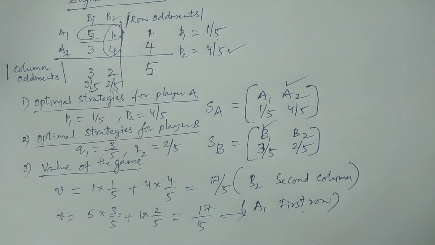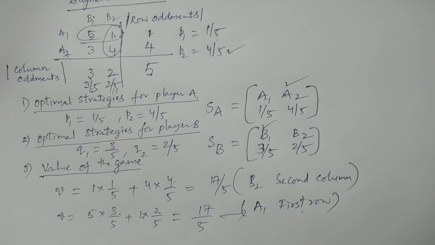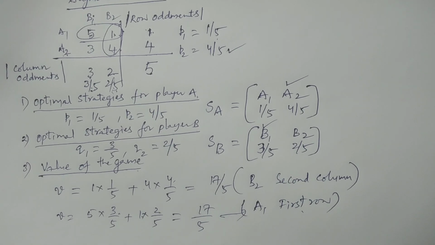So this is the method of oddments. This can only be done for n by n games, that is, square games with a square matrix, where both players have the same number of strategies. Right? So for any given game, you have to calculate oddments, column matrix, row matrix. From the column matrix, we get the row oddments. From the row matrix, we get the column oddments.